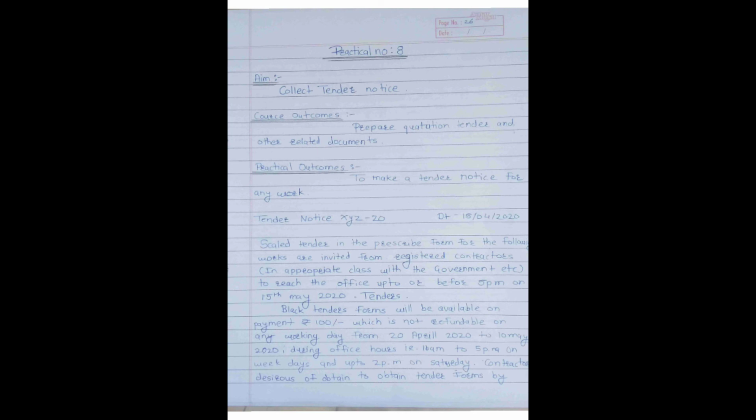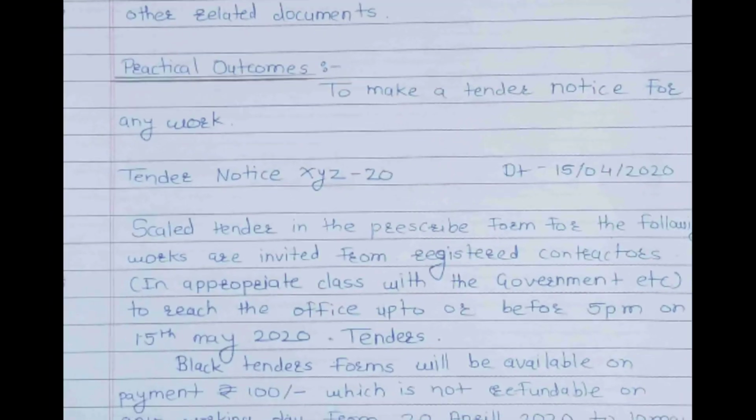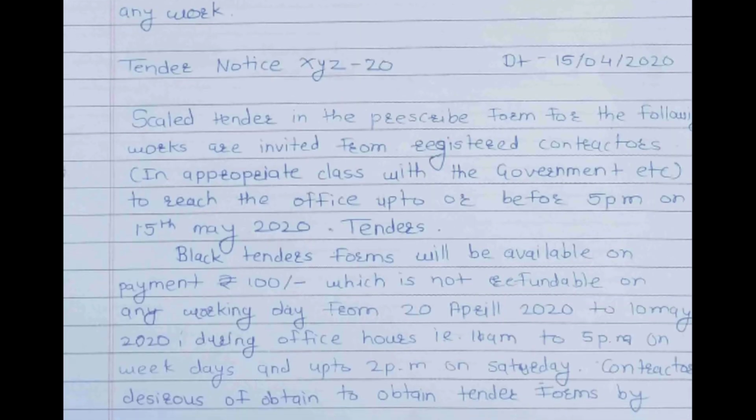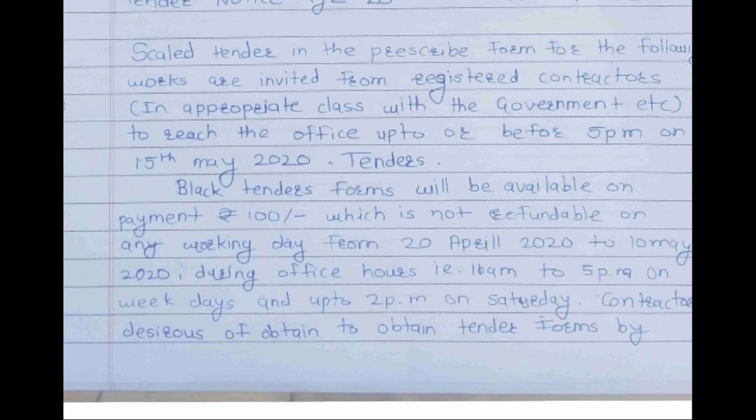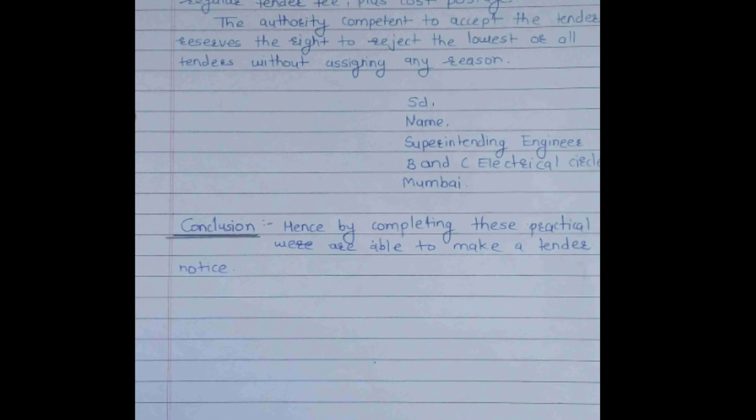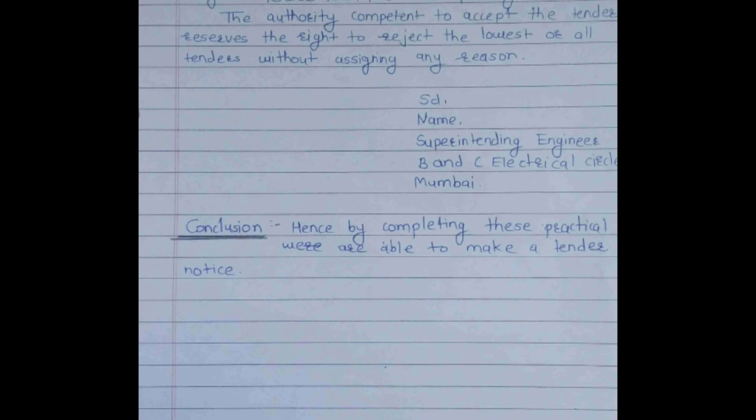This is the tender notice, followed by the COs and POs. Tender notice date. Sealed tenders in the prescribed form for the following works are invited from registered contractors in the appropriate class with the government, etc. So last is the right hand side name and this sum, and the conclusion is that by completing this practical we are able to make a tender notice.